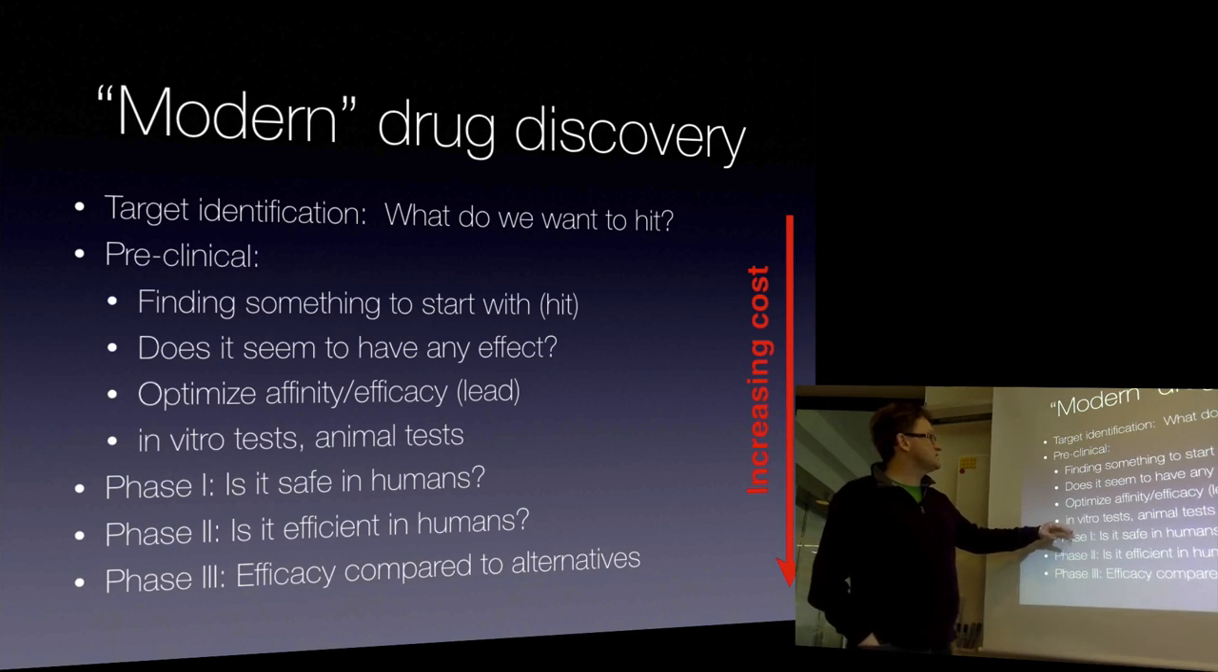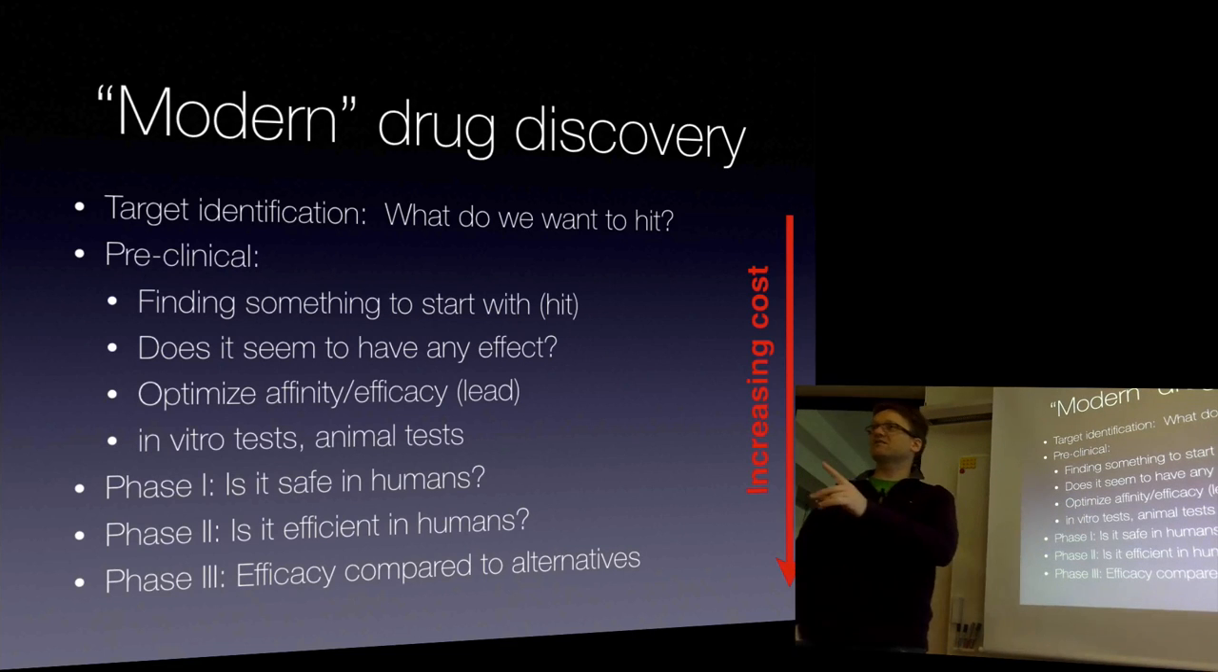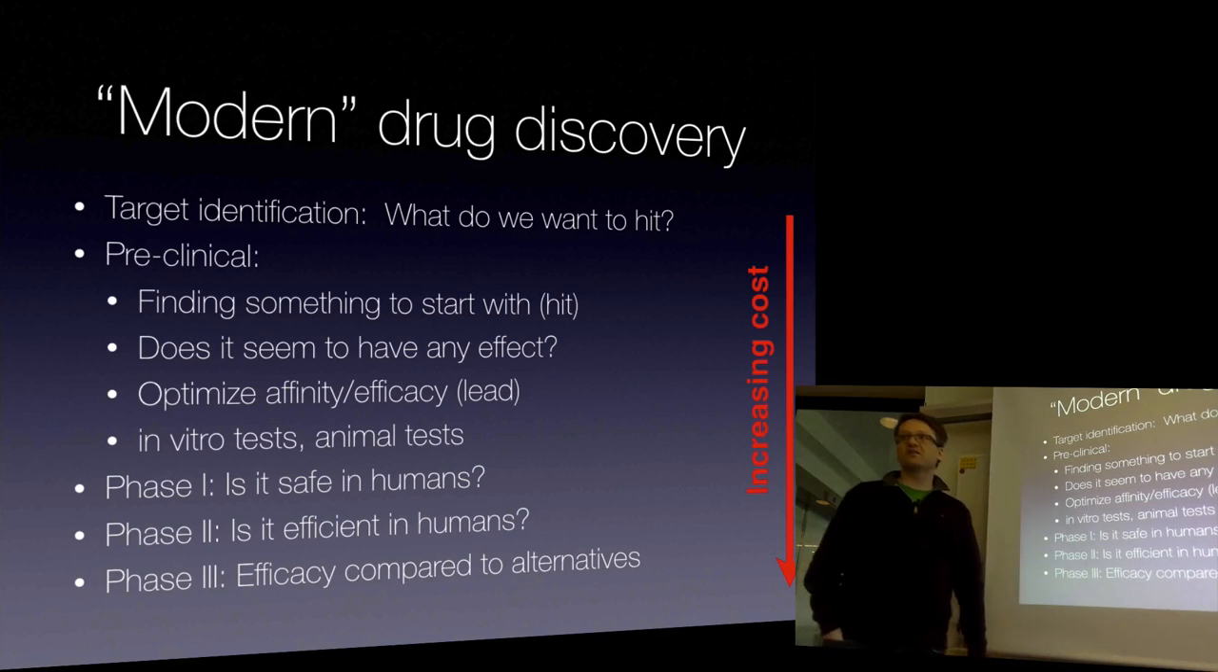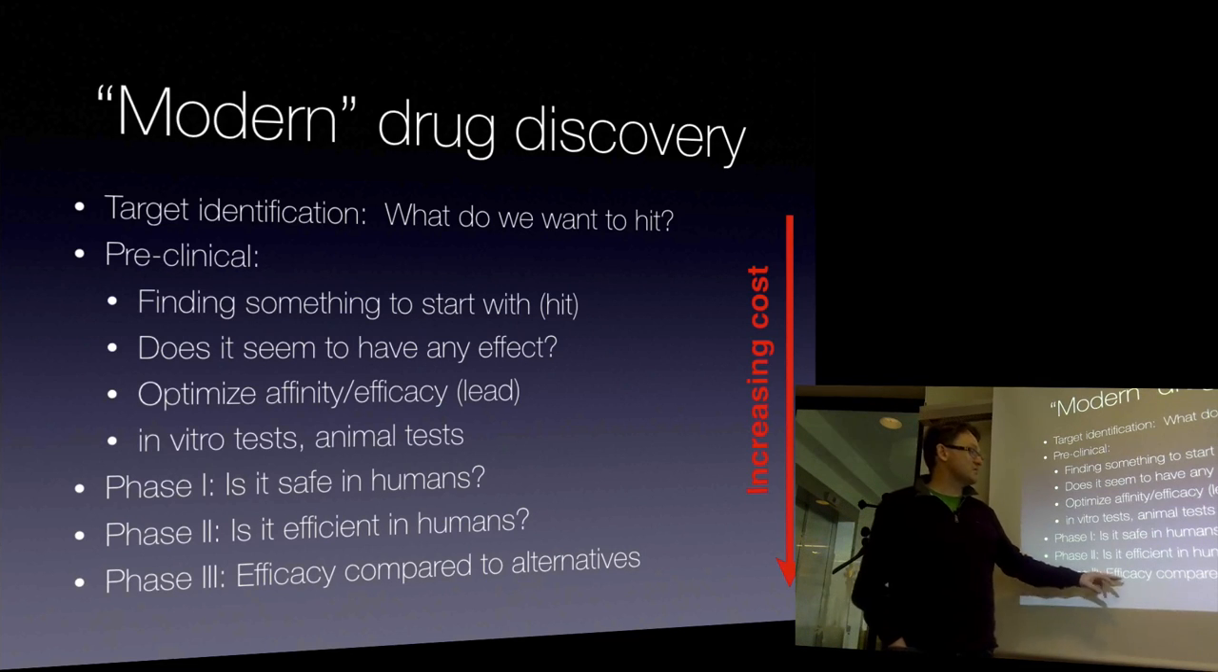When things seem to work in some tests and it's safe in humans, that's when a pharmaceutical company will start talking to you. That's when they might be interested in buying your small startup or something. And then you're going to need to see, does this work in humans, which is not at all obvious, right? And eventually, you're going to get to what's called phase three. Does it work better than the previous alternative? In principle, you're not allowed to put something on the market unless it's better than the previous alternative. And you surely are not going to make a billion on a drug that is not quite as efficient as aspirin to cure headaches.